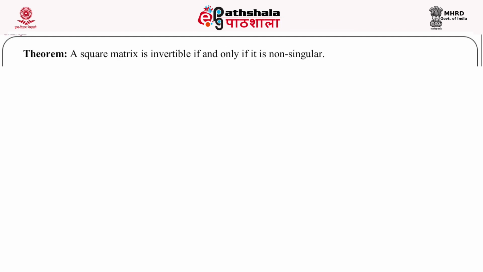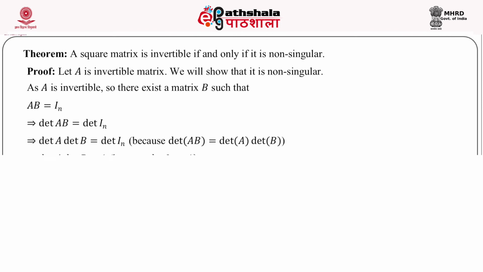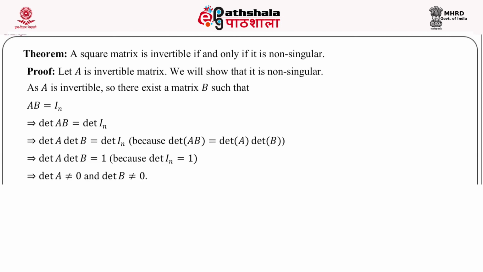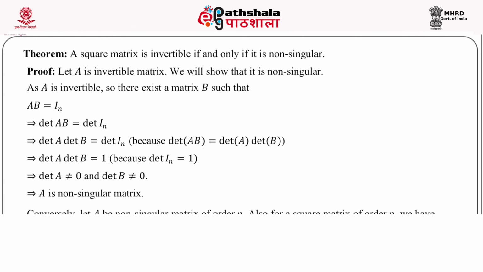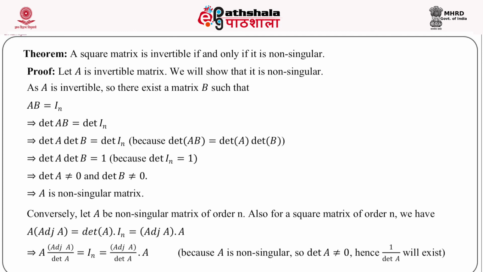From the definition of the inverse of a matrix, we have A is equal to the inverse of the inverse of A. Theorem: a square matrix is invertible if and only if it is non-singular. It is a very important theorem, because if we want to find the inverse of a matrix, what will be the condition for this? It should be a non-singular matrix. That means its determinant must be non-zero.